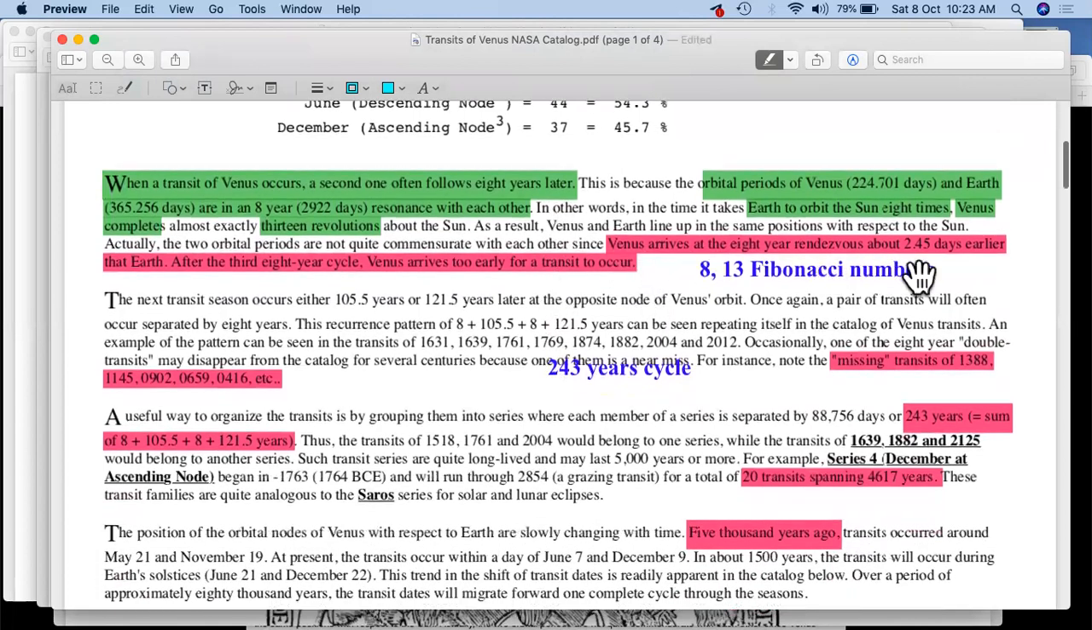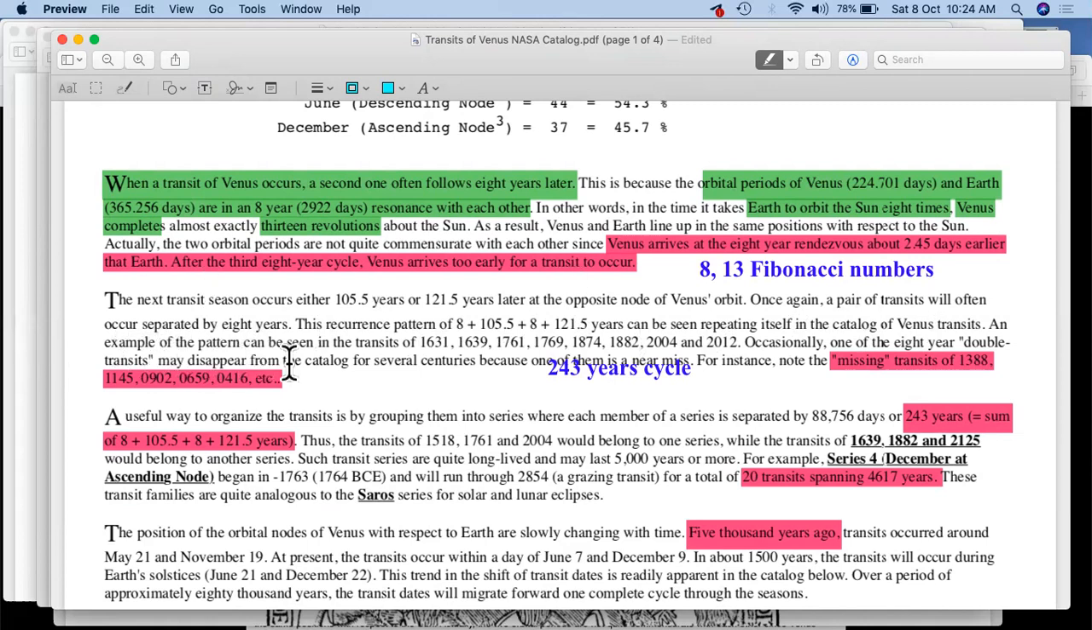So we have seen this, right? The next transit season occurs either 105.5 years or 121.5 years later at the opposite node of Venus orbit. Once again, a pair of transits will often occur separated by 8 years, right? This recurrence pattern of 8 years is from the first transit to the second transit. So the difference of 8 years plus 105.5, plus the 8 year transit which again happens, plus 121.5 years can be seen repeating itself in the catalog of Venus transits.